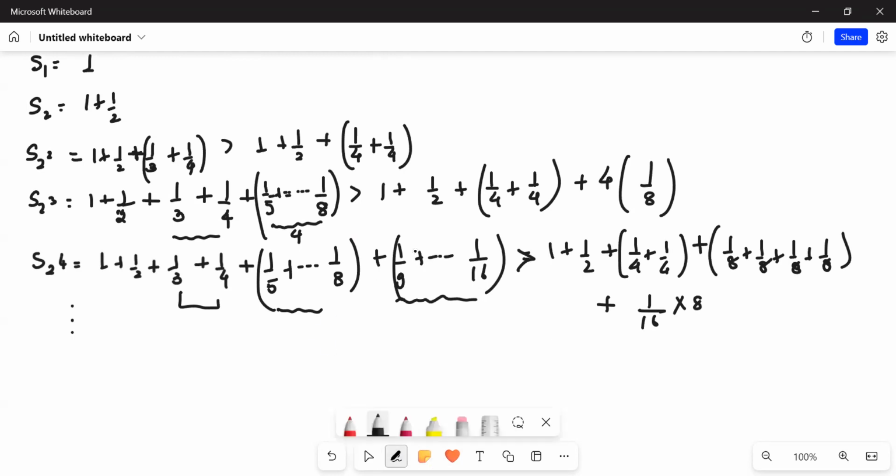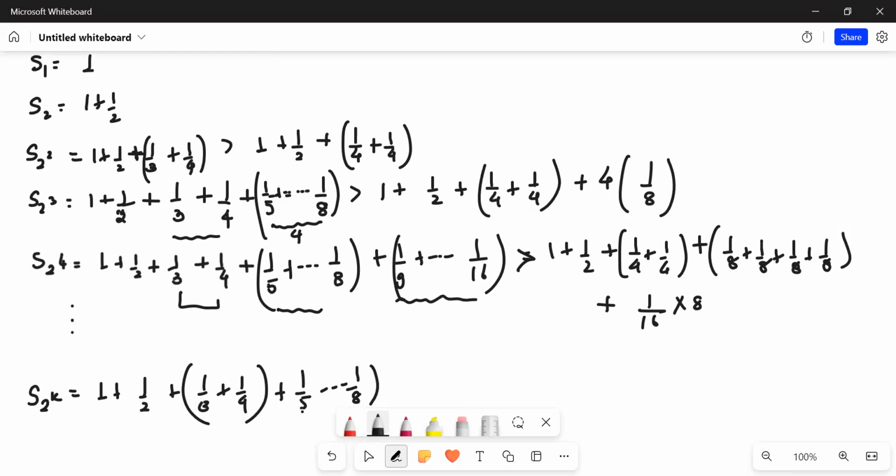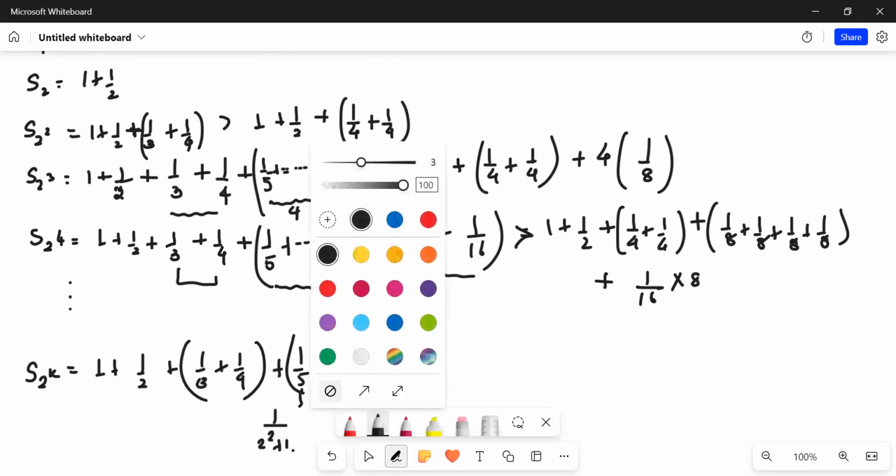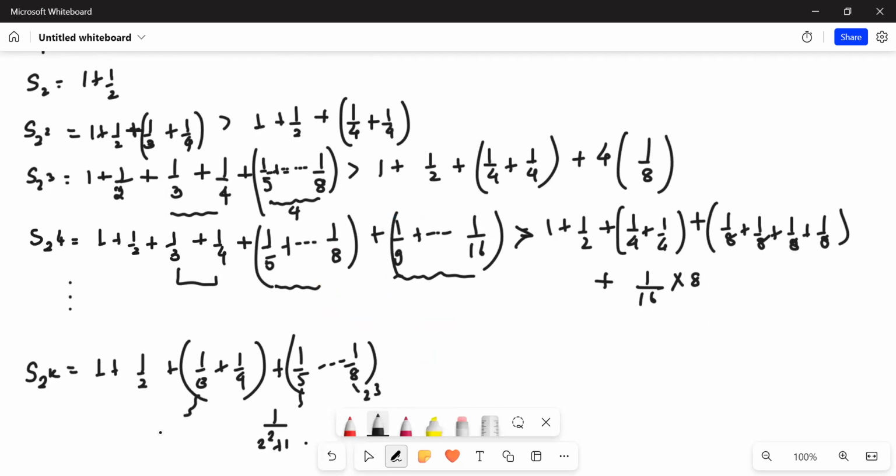So overall, what we are doing is taking those brackets in which the last term is 2 to the power 2. Here the last term is 2 to the power 4. And what is 9? 9 is 2 to the power 3 plus 1. So S2^k would contain 1 plus 1 by 2 plus 1 by 3 plus 1 by 4 plus 1 by 5. 5 is 2 square plus 1. And what is this? This is 2. And this is simply 2 to the power 2.